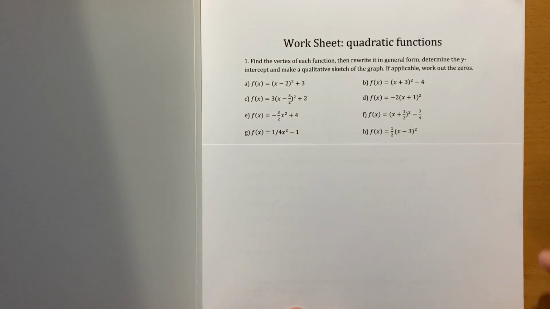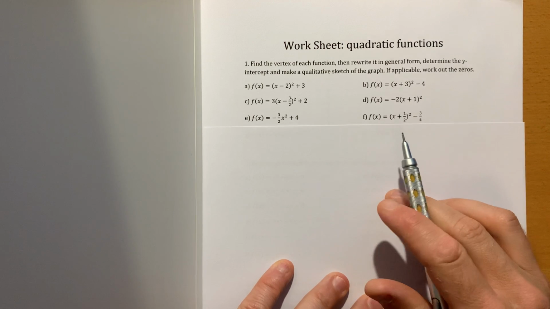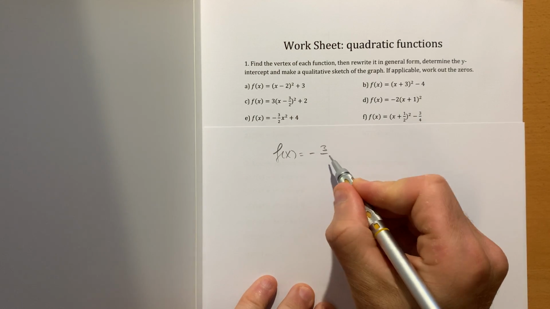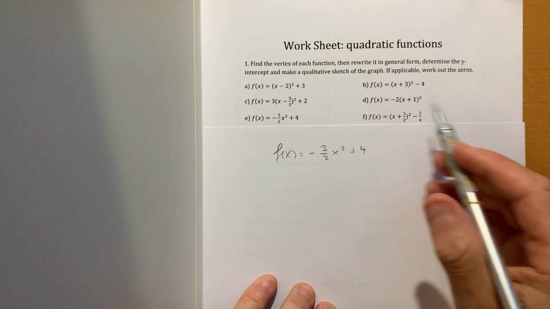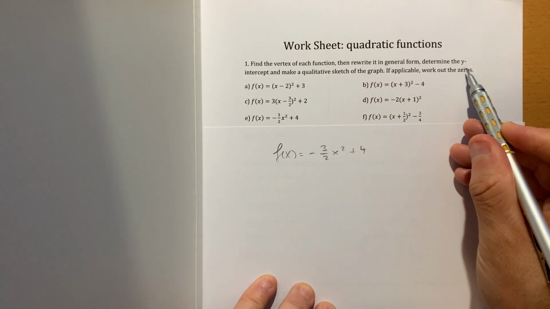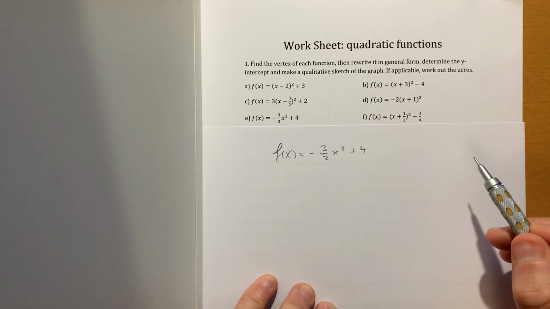Hi, I'm Mr. Huber, and in this video I would like to talk about exercise 1e. f of x is minus 3 halves x squared plus 4. Find the vertex of each function, then rewrite it in general form, determine the y-intercept, and make a qualitative sketch of the graph. If applicable, work out the zeros.